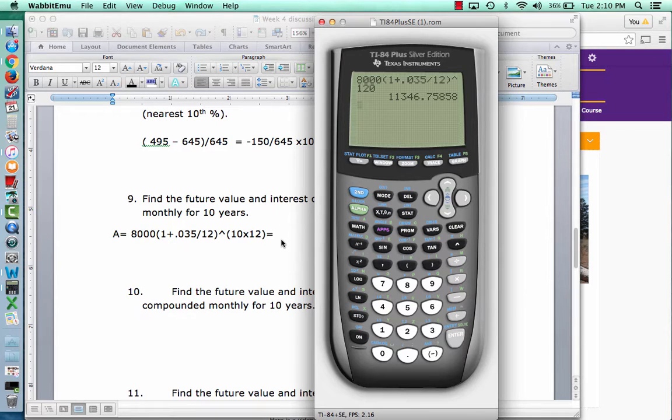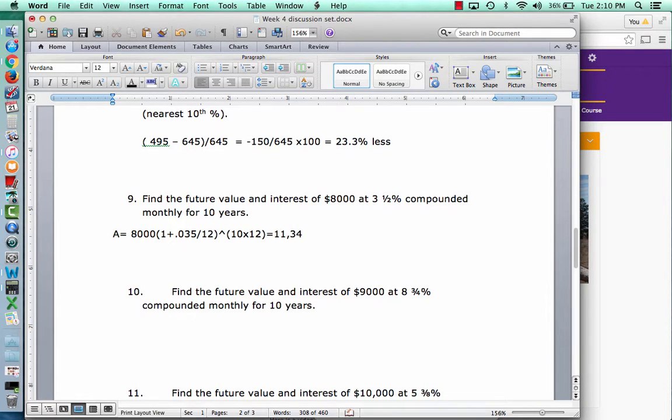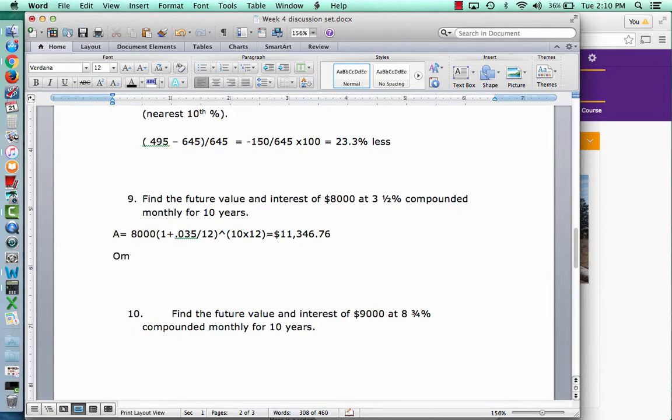So 11,346 and 76 cents is what it will grow to. So that's the future value. Now it says find the future value and interest. So if that's the future value, the interest is the difference between the 8,000 and the 11,346, because that's what it grew to. So 11,346 and 76 cents minus the 8,000 gives us 3,346 and 76 cents interest. Okay, so make sure to do both parts of these problems.